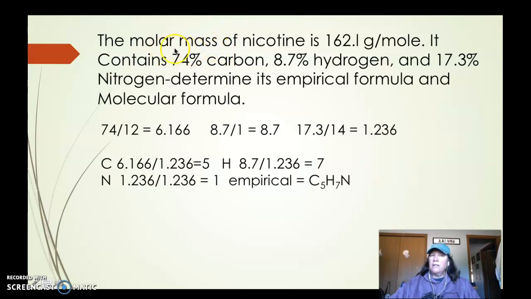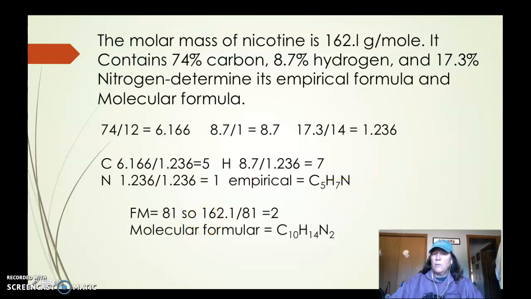Now it says the molar mass of nicotine is 162.1. So what I'm going to do is find the mass of this. Carbon, 12 times 5 is 60, plus 7 is 67, plus 14, that's 81. So I take the 162 divided by the formula mass, what this weighs, and I get 2. So all I have to do is double everything on here. So I make it C10H14N2. Okay? That's how you do molecular formula. It's just one more step.